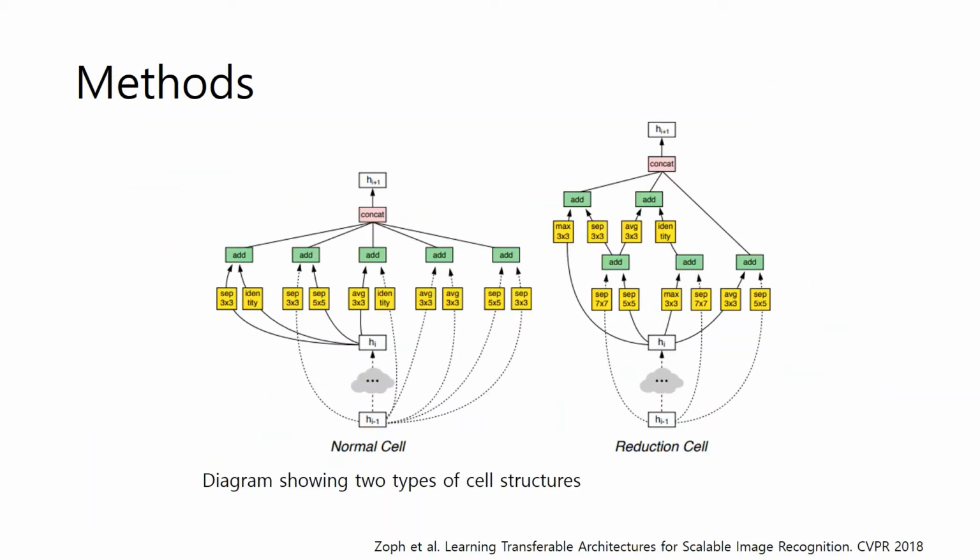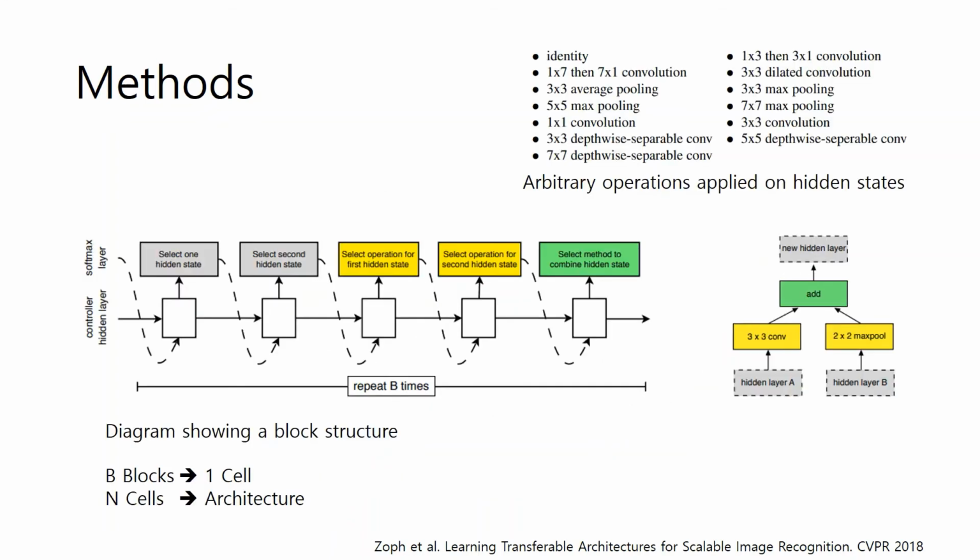NASNet employs two types of cells, normal cell and reduction cell. They both take in a feature map from the previous cell or image and perform a series of convolution operations. A normal cell returns a feature map of the same size. A reduction cell returns a feature map with height and width reduced by a factor of 2. Each cell consists of B number of blocks. For each block, the controller module selects 2 hidden states to use from previous cells or the input image. Then, it applies arbitrary operations on each of the hidden states. The results are combined into one hidden state. This process, which makes up one block, is repeated B times to constitute one convolutional cell.